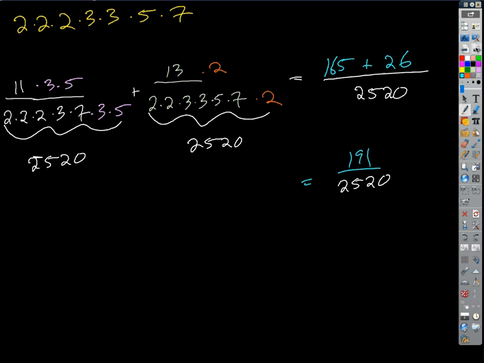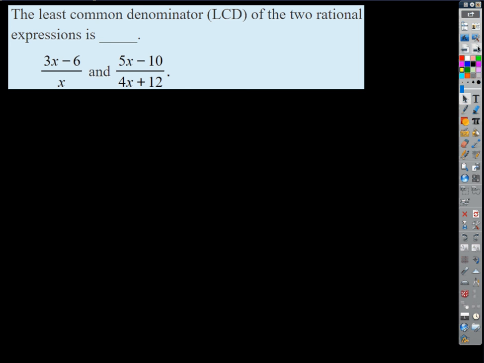So we end up with 165 on the top of the first one, 26 on the top of the second one. We add up those numerators over my common denominator of 2520. We get 191 over 2520. No big deal, okay? So now let's try the same concept but with algebra.